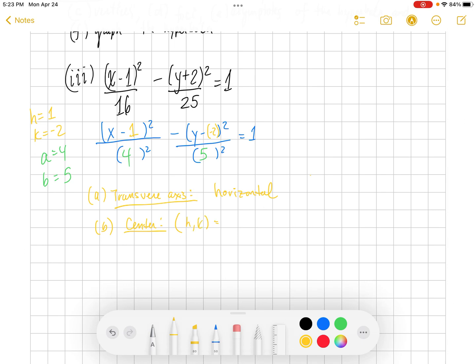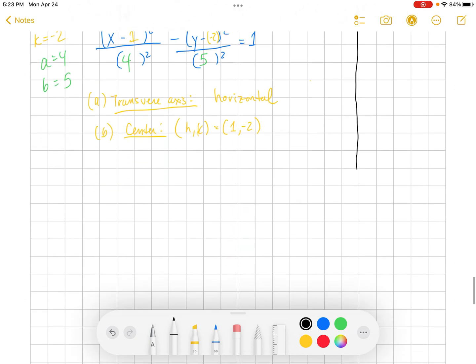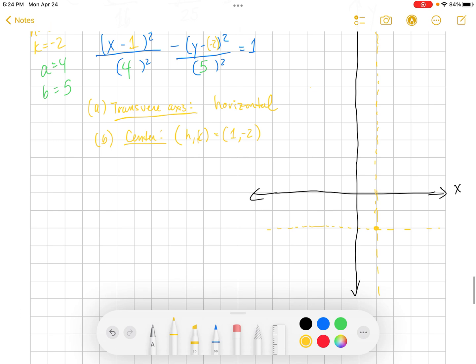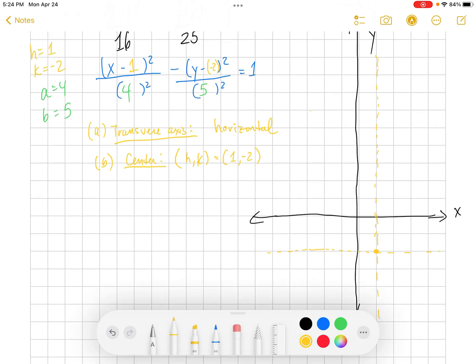All right, part B is our center, h, k. h, k is 1, negative 2. So I'm going to get graphing this. I'm going to find the center at 1, negative 2, right here. Now here's my horizontal transverse axis. I'm going to have a vertical axis as well, but it's not going to be a transverse axis.